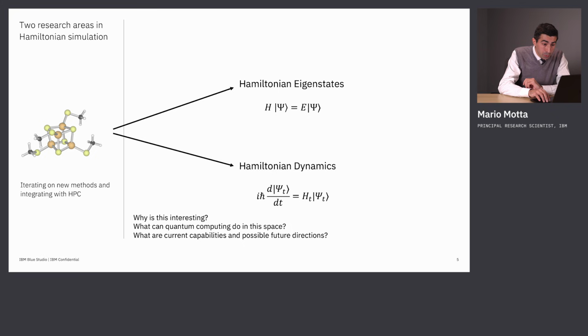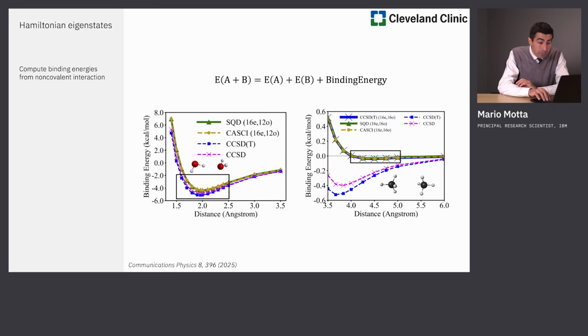Let's start from the simulation of Hamiltonian eigenstates. And let's start by looking into one concrete example from the Cleveland Clinic. So in this particular case, they have considered the study of binding energies. The question they ask themselves is, I have two molecules, I want to determine if they bind, if they are more stable together than far apart, and how strongly do they bind.